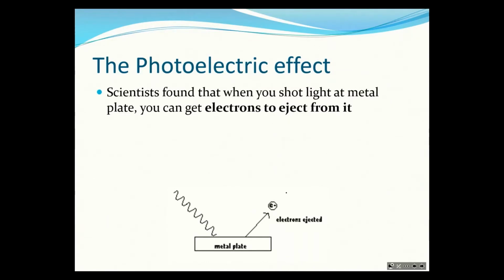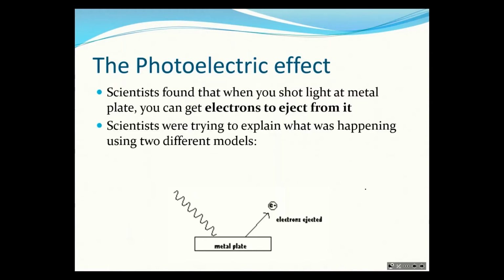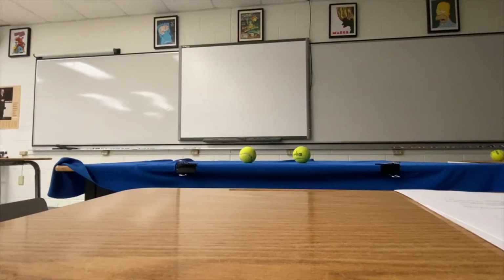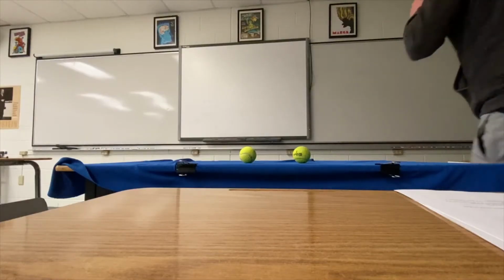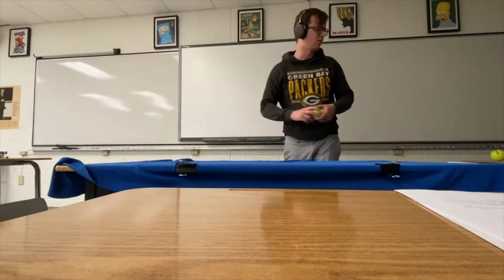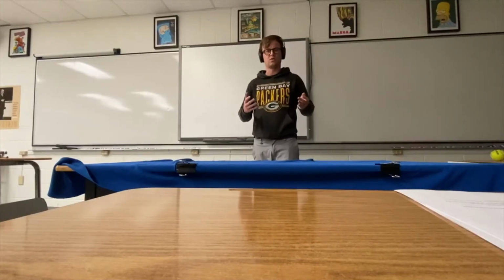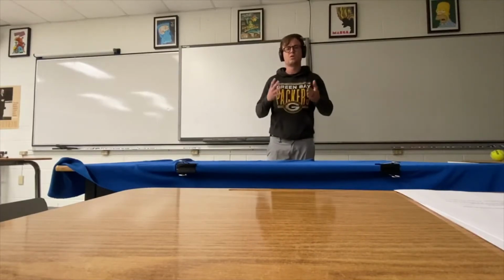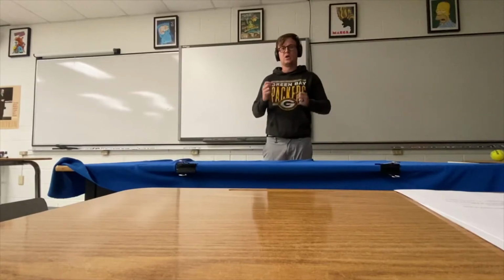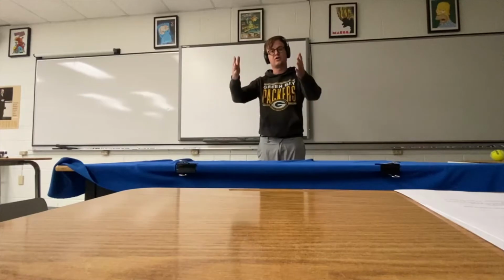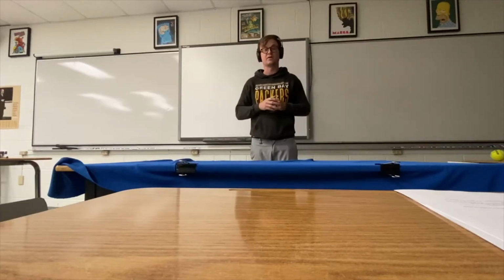So we have two models that we can use to explain what's happening. We have our wave model, which we call classical physics, and we have our particle model, which we call quantum physics. With the photoelectric effect, the toughest thing to get your head around is this idea of models to describe what's happening. What the photoelectric effect is, we shoot light at a metal plate, and when we do that, electrons fly off. That's all the photoelectric effect is.